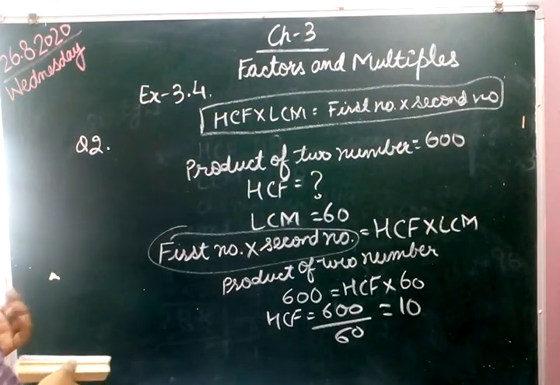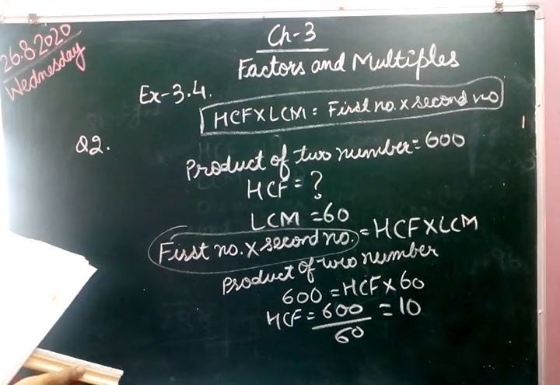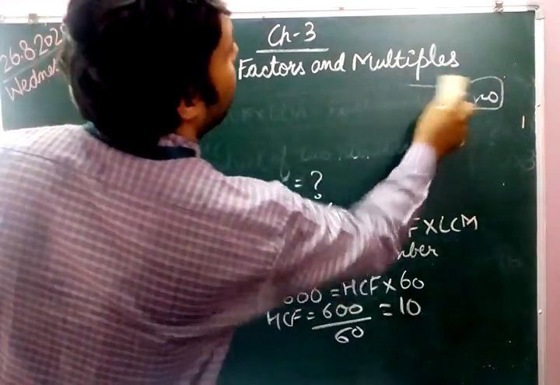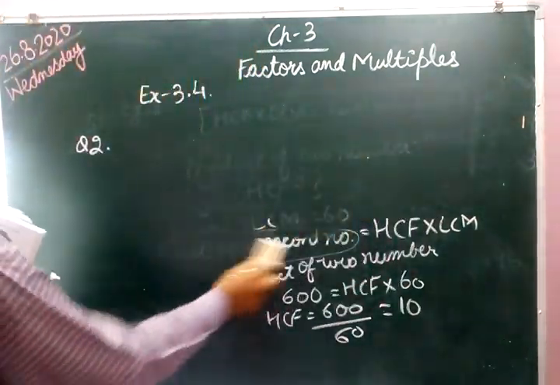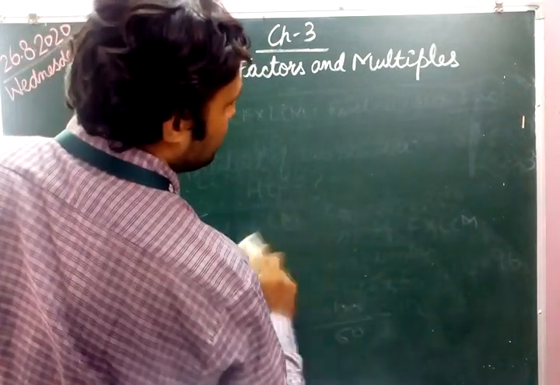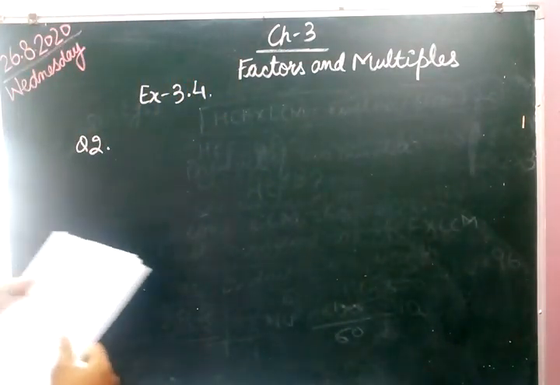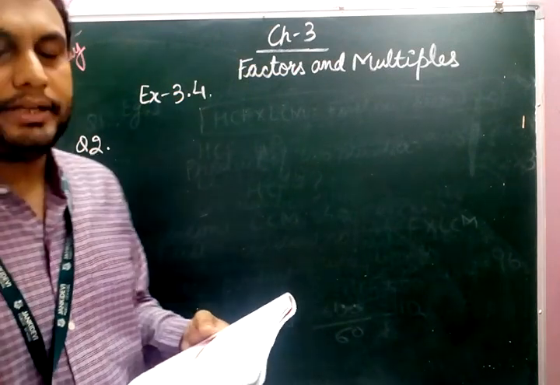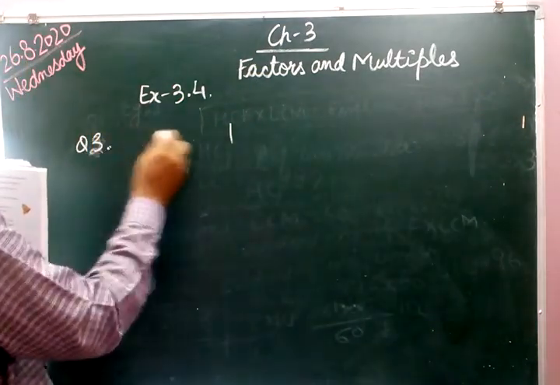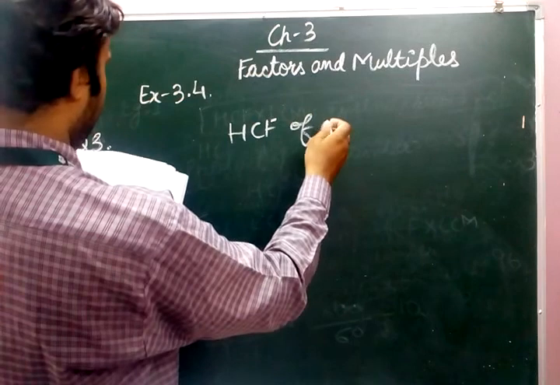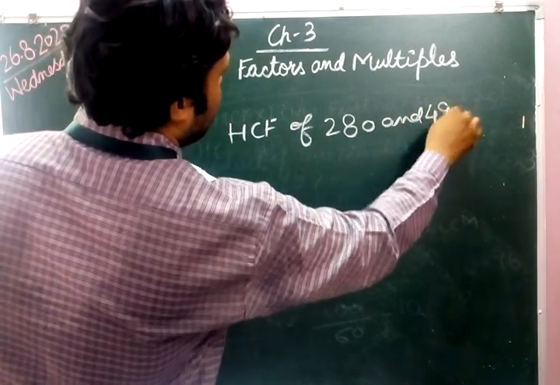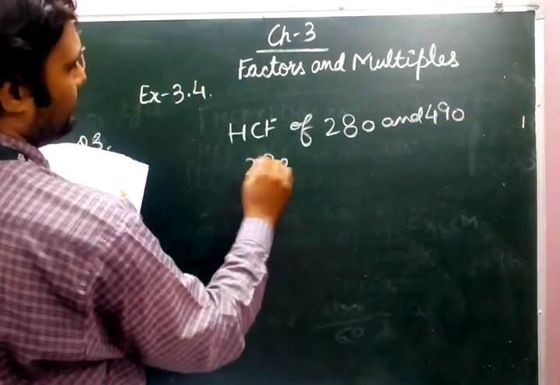Now the third question. Find the largest number that divides 280 and 490 without leaving a remainder. This question we have discussed in the examples of this exercise. Largest number means here you have to find out the HCF of 280 and 490.